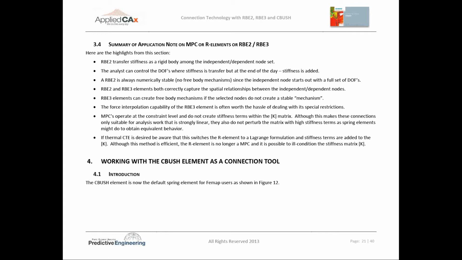And then MBCs operate at a constraint level, and they do not create stiffness terms within the K matrix per se. They create relationships with the constraints. Although this makes these connections only suitable for analysis work that is strongly linear, they also do not perturb the matrix with high stiffness terms as spring elements do. Somebody must say, oh, well, I just use spring elements. Well, I haven't seen this, but I've been told enough by other people and in reading the manuals that if you use really high stiffness terms for springs, you can cause other things to go bad in other places. And to get equivalent stiffnesses, oftentimes you have to use crazy high spring values.